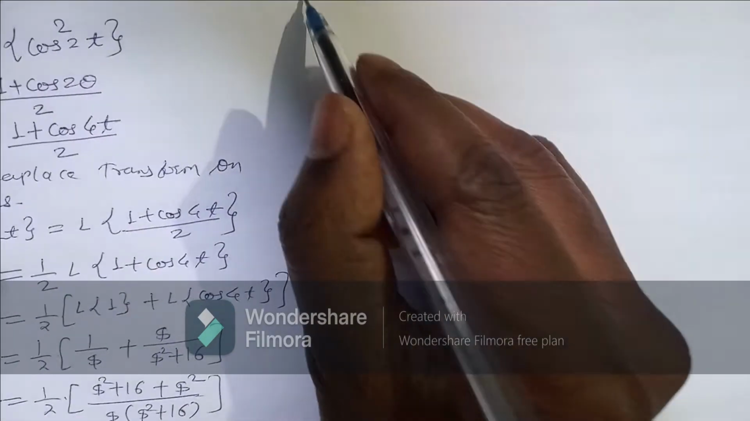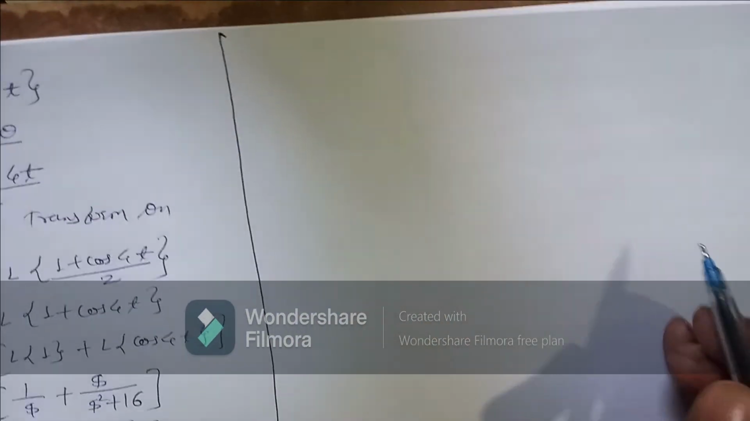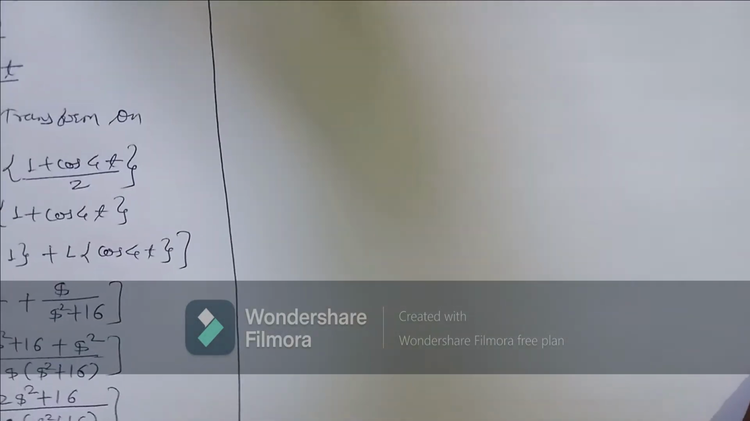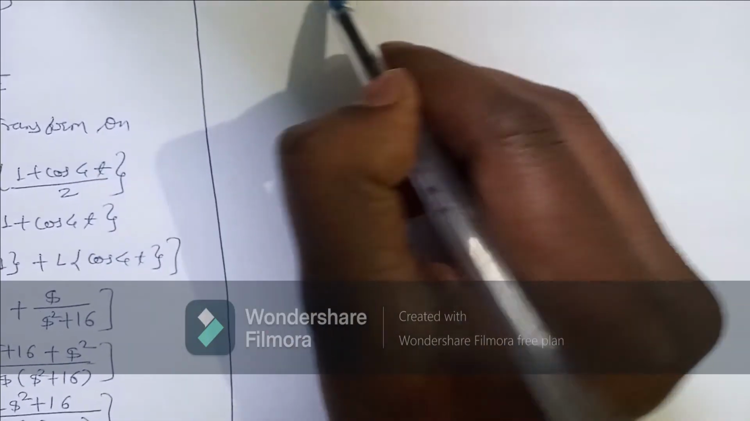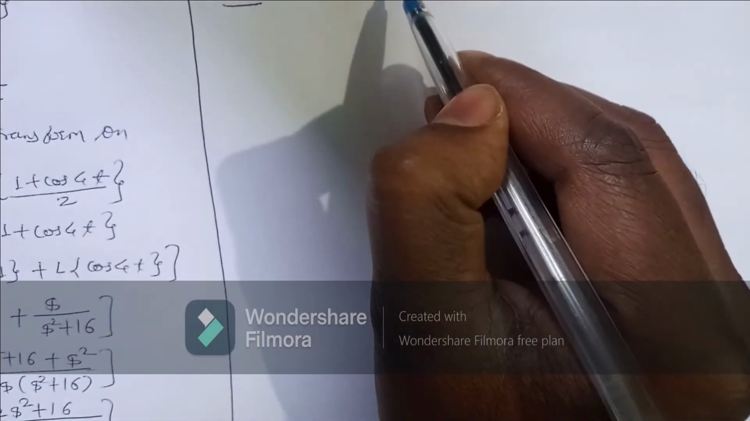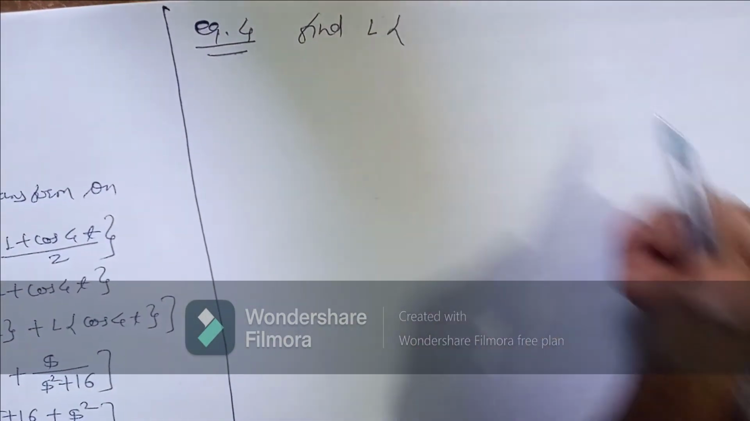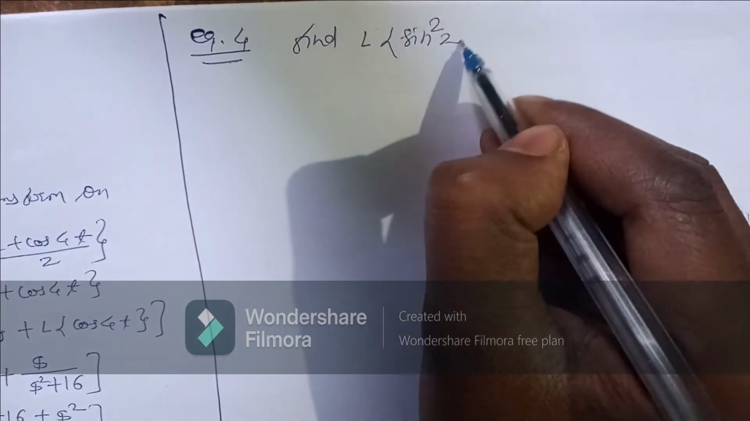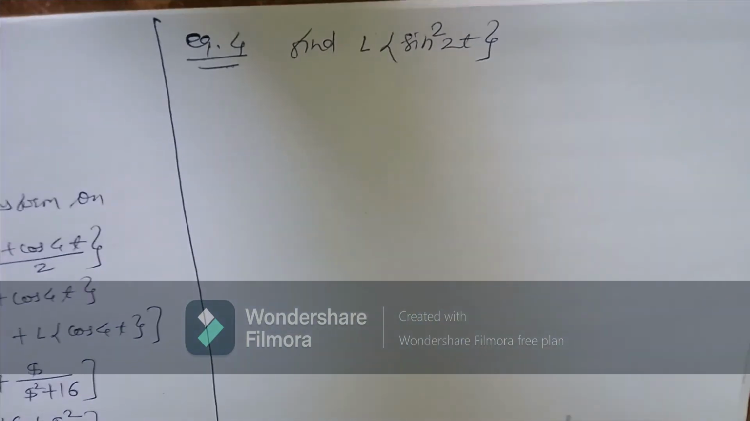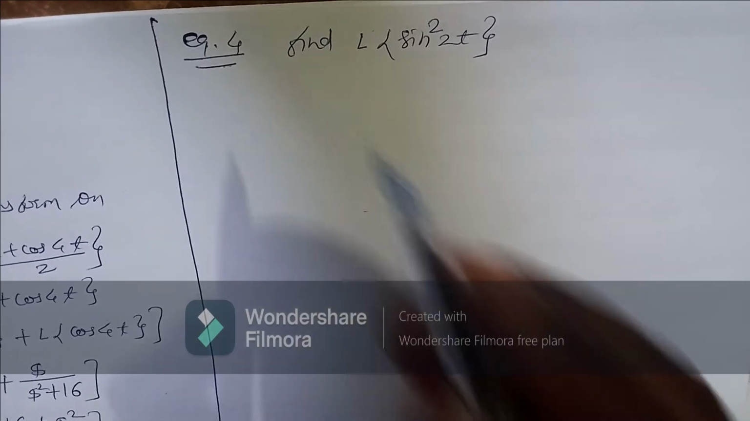Now let us consider the next example, that is example number 4. Find Laplace transform of sine square 2t. So how to solve this? How to find Laplace transform of sine square 2t?